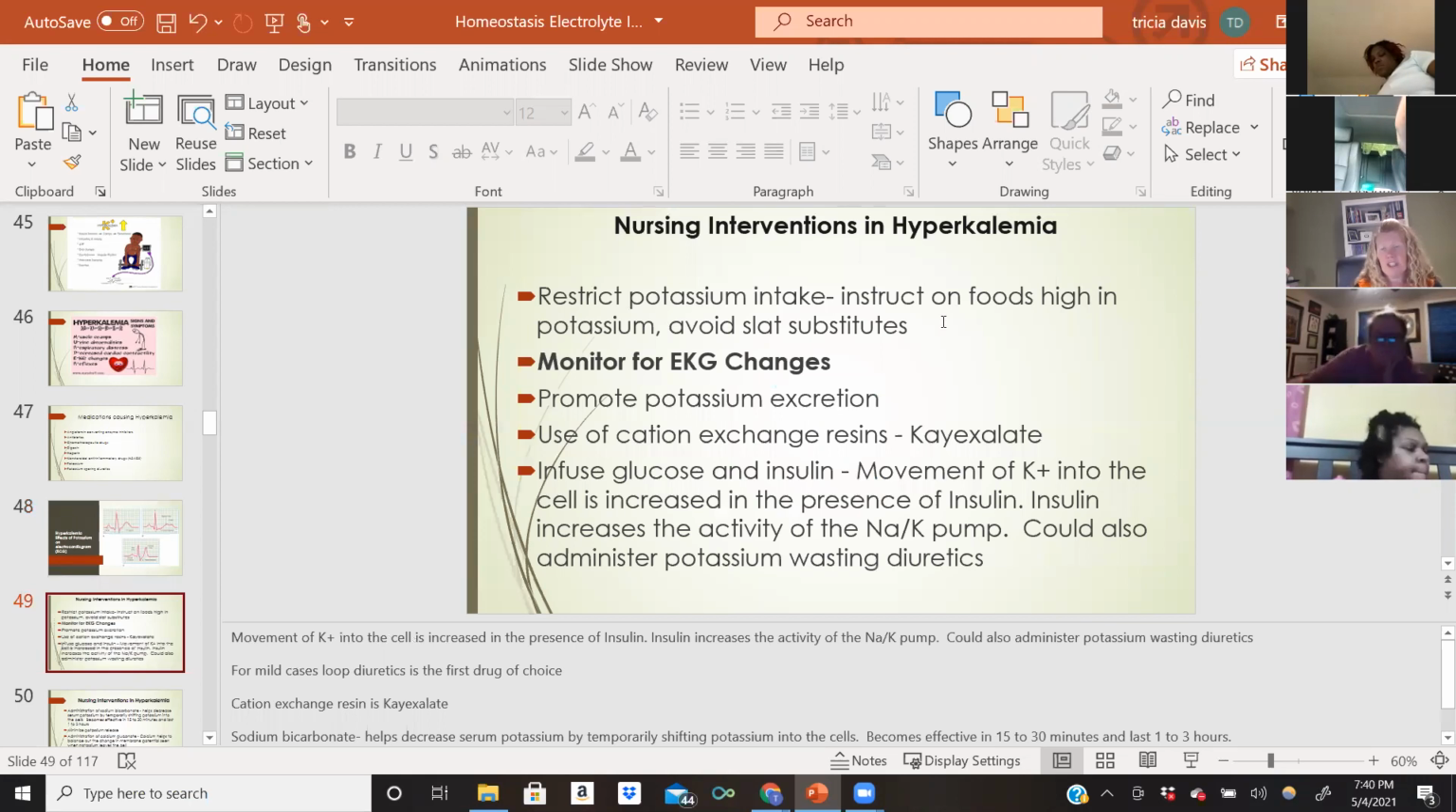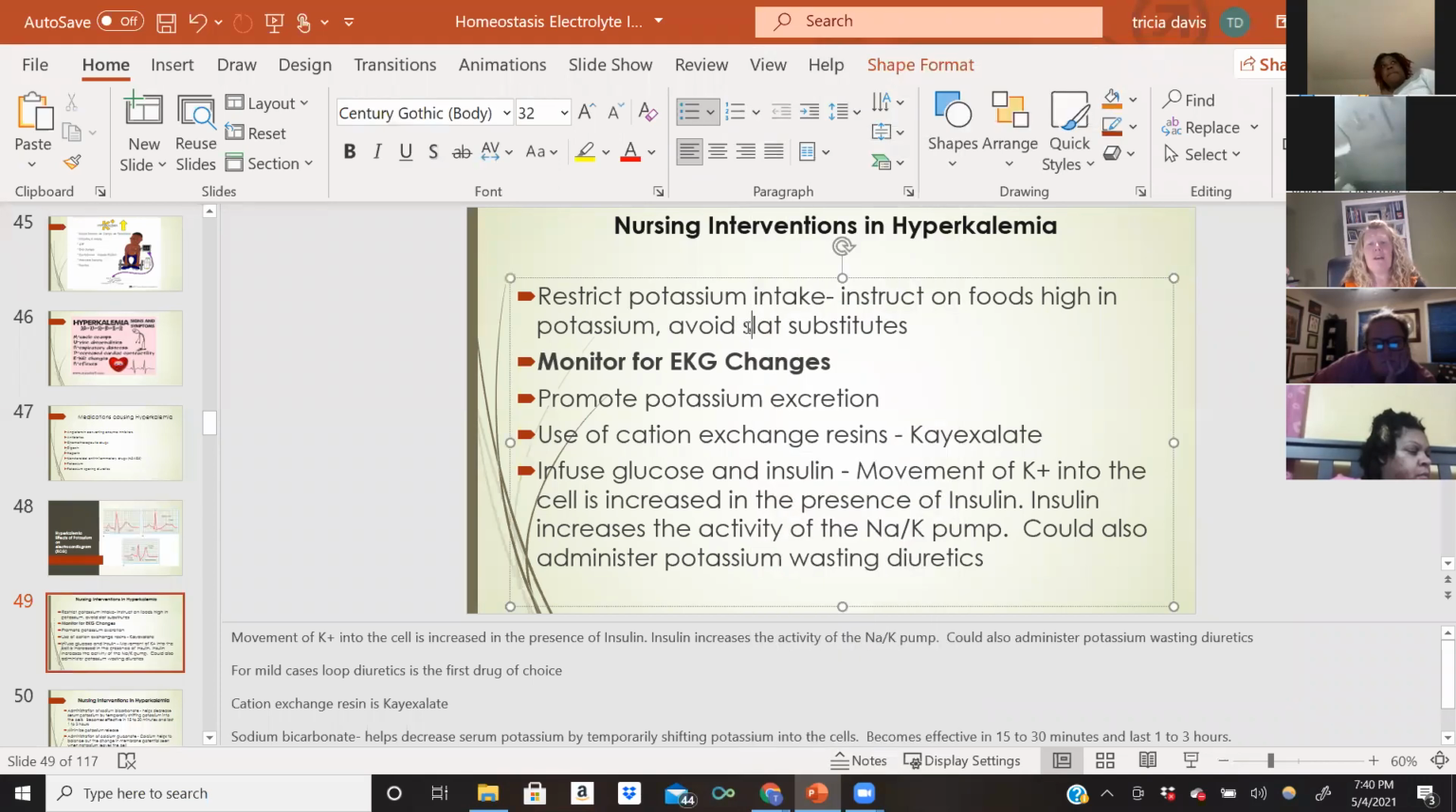So nursing interventions for hyperkalemia. So we're going to restrict that potassium intake. We're going to instruct on foods that are high in potassium that they should avoid. And we're going to teach them about avoiding those salt substitutes, like No Salt, because they're all potassium. We're going to put that patient on a telemetry monitor, a heart monitor. We're going to be monitoring for EKG changes. So when you think hyperkalemia, you should automatically think heart and EKG changes.